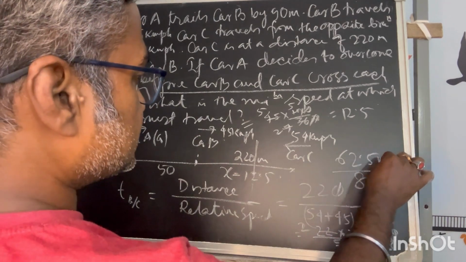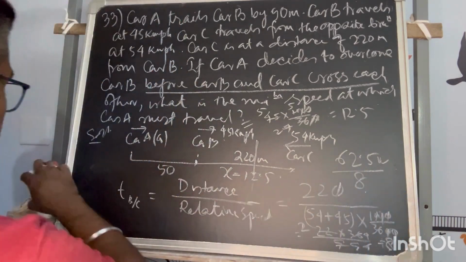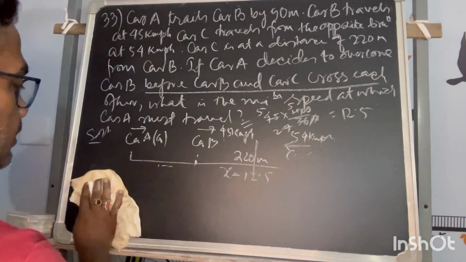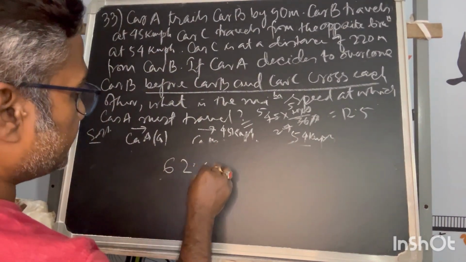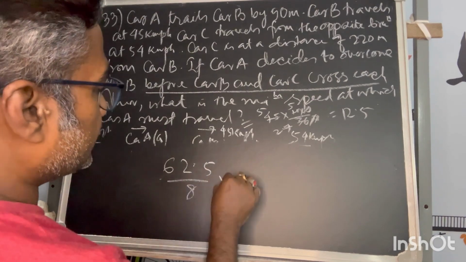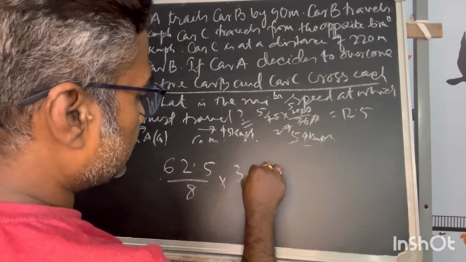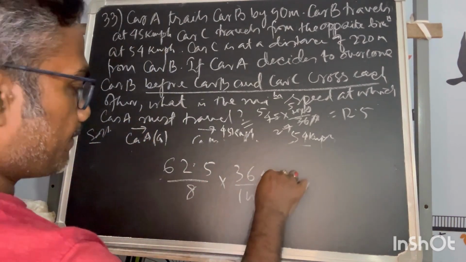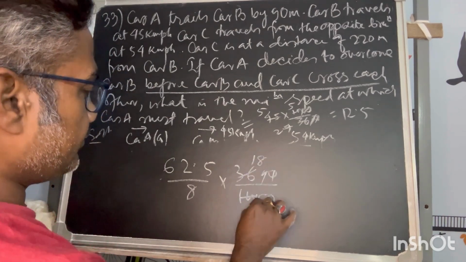This is the distance he has to cover in what time? In 8 seconds. So the maximum speed is equal to 62.5 by 8. Now 62.5 by 8, and I have to convert it again into kilometer per hour, because everything is in kilometer per hour. That has to be multiplied with 3600, just opposite to the earlier case. This is equal to 18 by 5.